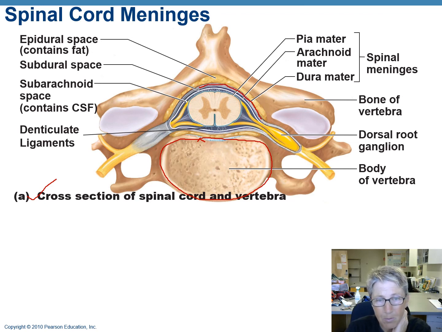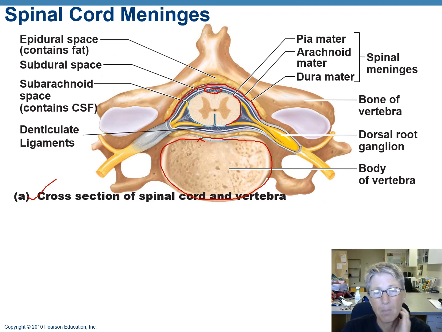And then deep to the dura mater, or tough mother, is the arachnoid mater. And you can kind of see these little white spidery looking things extending from the arachnoid mater. And then the pia mater is the deepest part of the spinal meninges, and it's this blue stuff right next to the spinal cord.